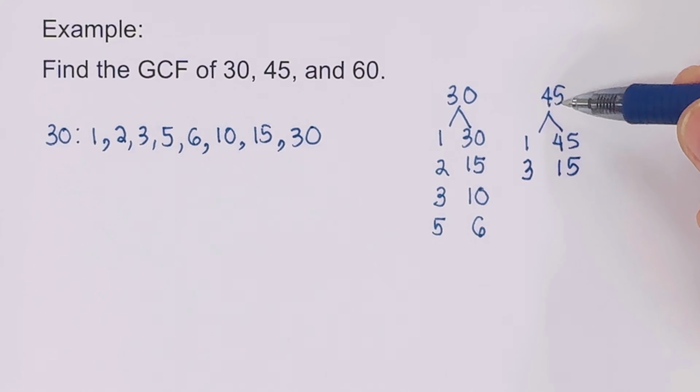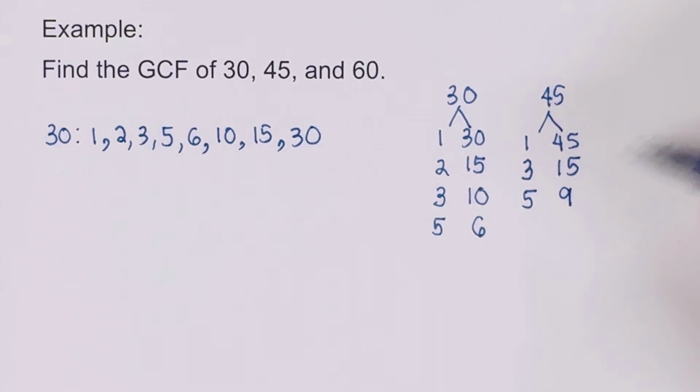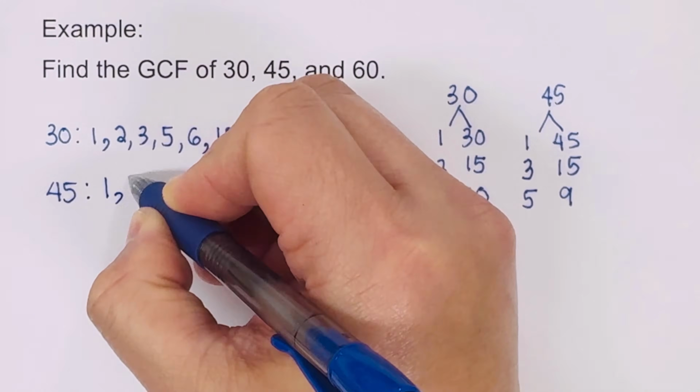4 doesn't work with 45. 5 works with 45. That is 5 times 9. 6 doesn't work. 7 doesn't work. 8 doesn't work. 9 works. And so these are the factors of 45. So I will write that down here.